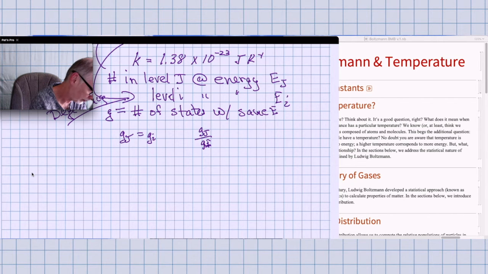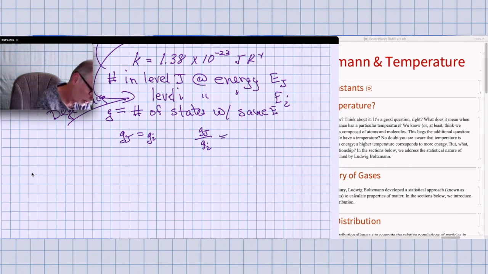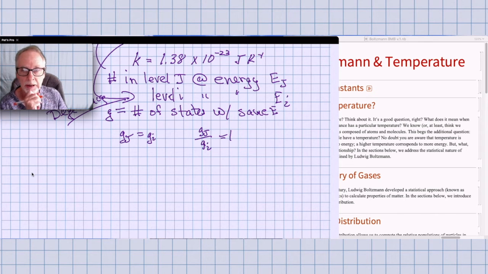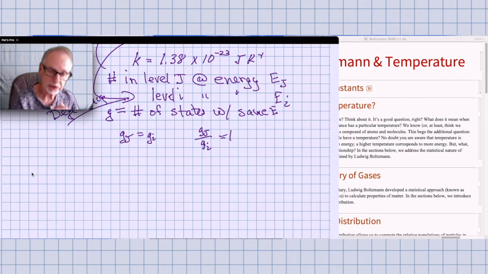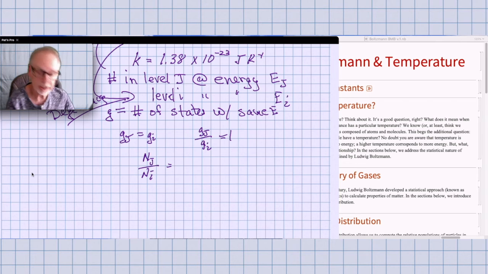Let me just make that a little bit clearer. So that's going to be equal to 1 in that situation, all right? And then our equation in that situation where the degeneracies are the same for the two energy levels, it simplifies the equation a little bit because we get rid of that pre-exponential term.